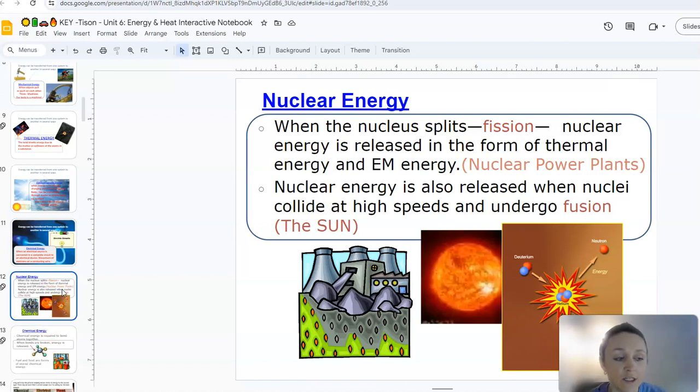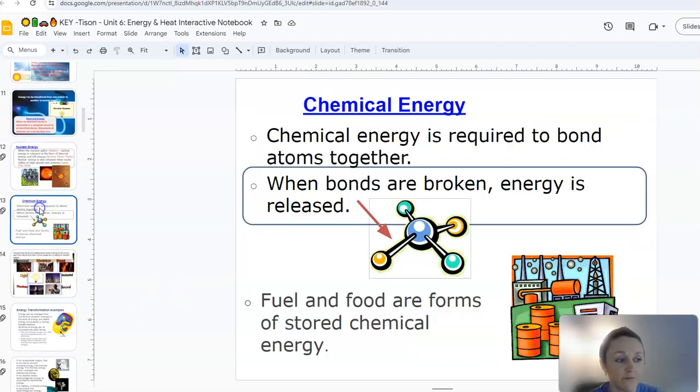Nuclear energy is energy that is stored in the atoms and bonds of the nucleus of an atom, and then the nucleus is either split or combined. That is nuclear energy. So fission and fusion. Fission in power plants, fusion in the sun, those are our types of nuclear energy.